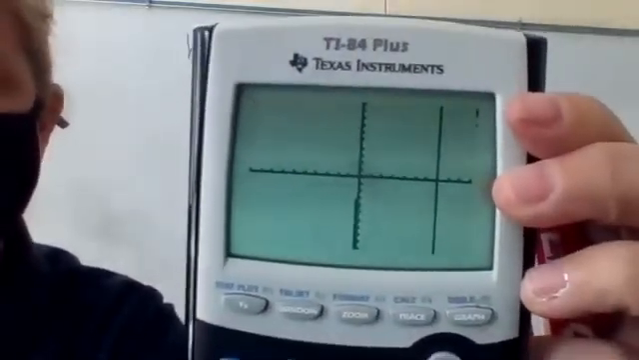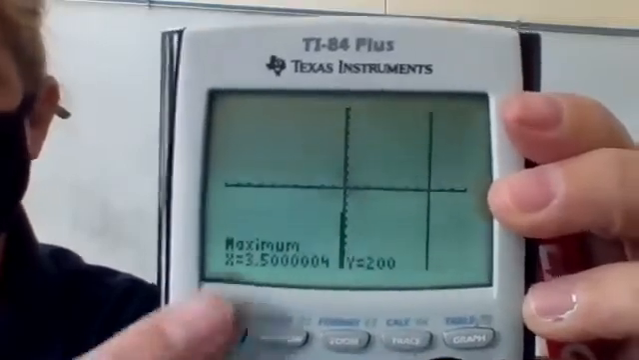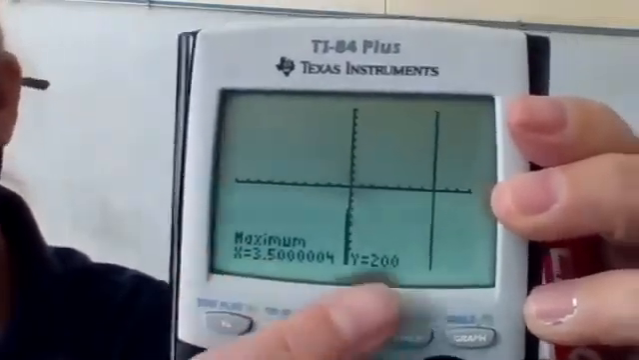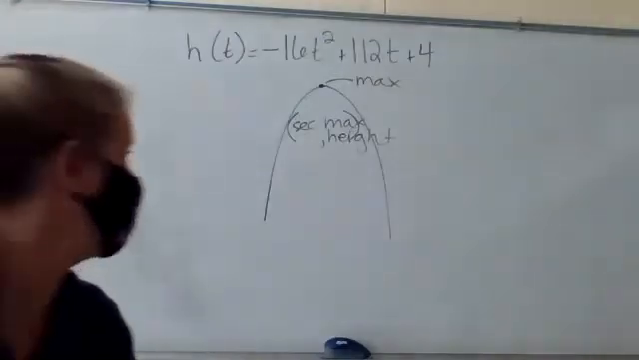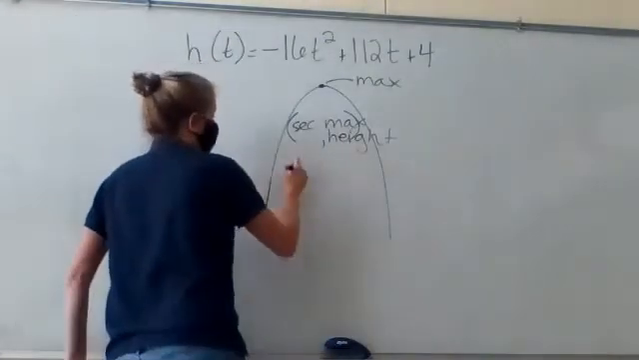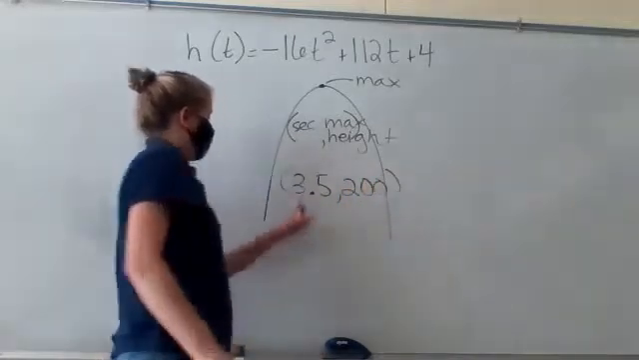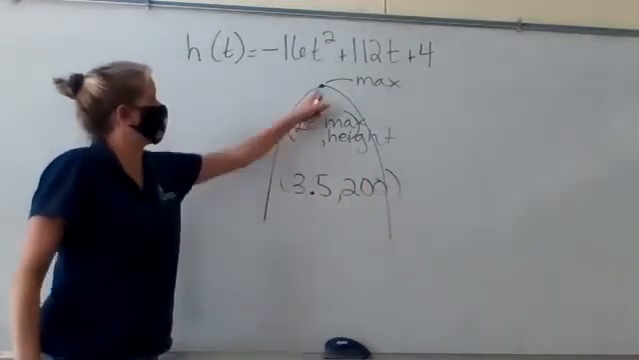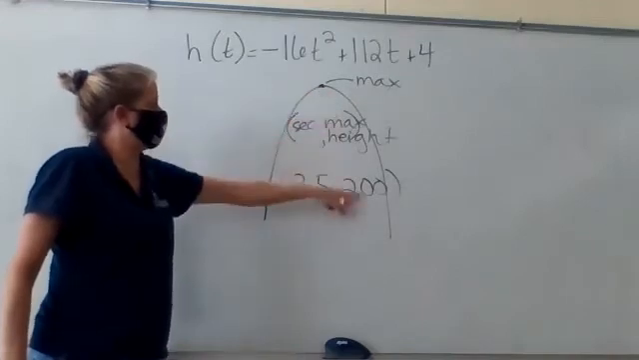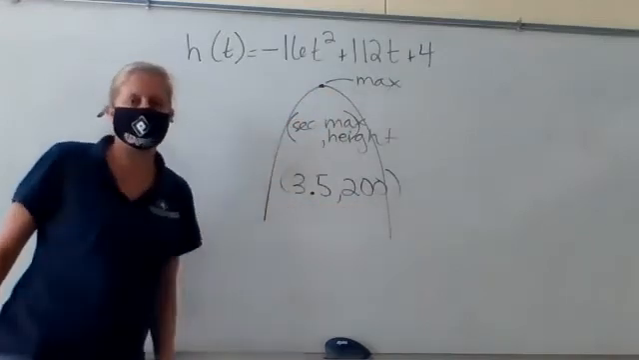Hit enter twice. So let's see. X is 3.5, Y is 200. Which means it took 3.5 seconds to get here, and the highest that it ever went was 200 feet. So the maximum height was 200 feet.